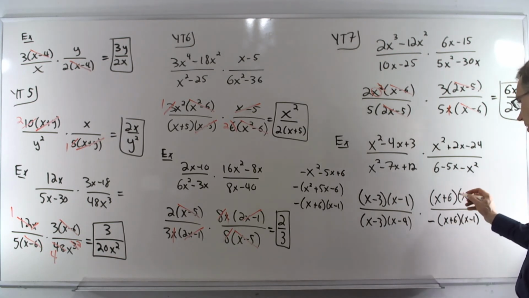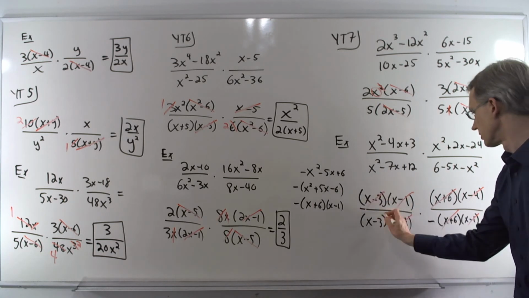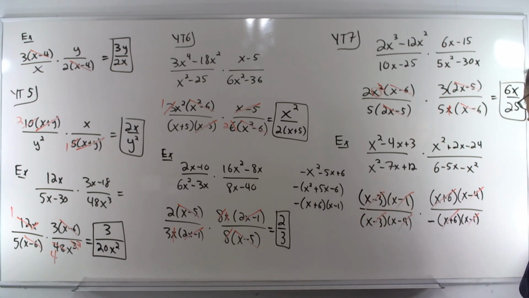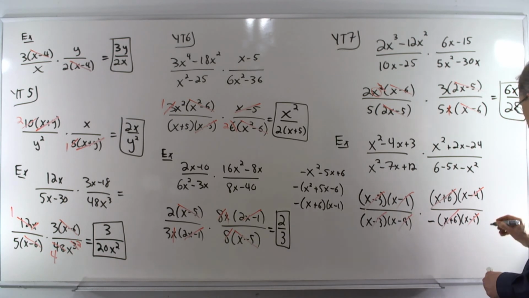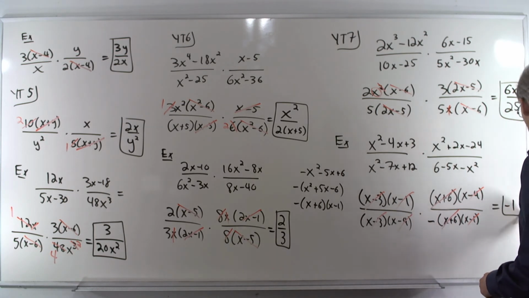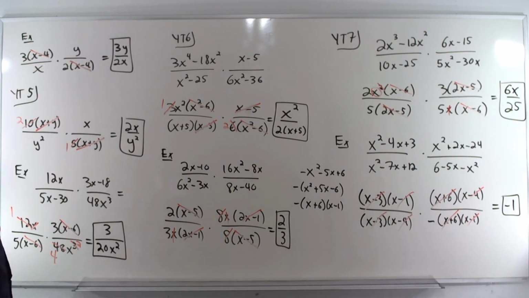All right, let's find our matches now. The x plus 6's, those go away. The x minus 1's, x minus 4, those go away. The x minus 3's go away. That's everything except for a negative sign. So this whole thing equals negative 1. Your turn, number 8.